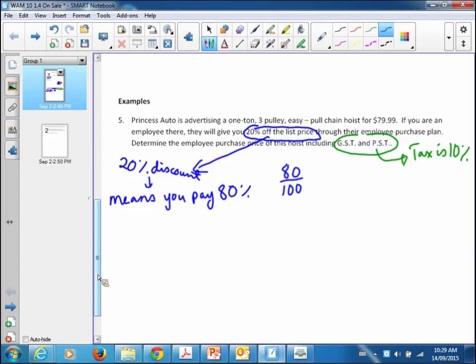And that's going to equal, we'll figure out the price, 80% the price of $79.99. Now with that, get a calculator. $79.99 times 80 divided by 100. I'll wait for a second here. See what we get as the discounted price. And someone's going to tell me.